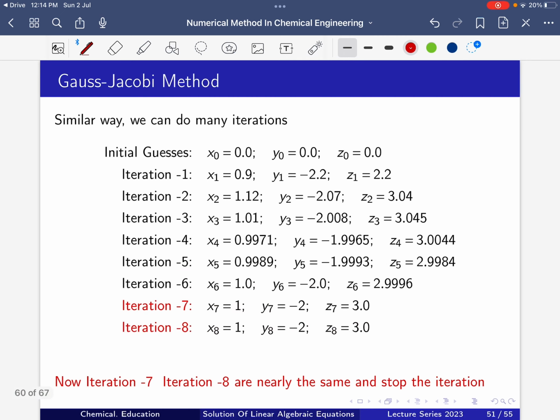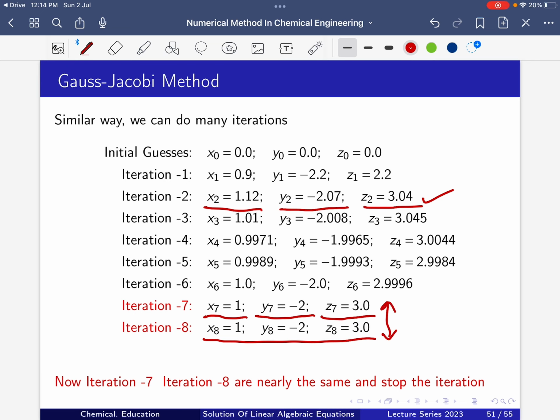After iteration number 2, we are getting x2 is equal to 1.12, y2 is equal to minus 2.07, z2 is equal to 3.04. Similarly, if we do the iterations, we'll see that after the 7th iteration, x7 is equal to 1, y7 is equal to minus 2, z7 is equal to 3.0. In iteration number 8 we will also get the same result. So in two consecutive iterations we are getting nearly the same result, or maybe the difference is very small, maybe 0.0001 or less. So we can say that our iteration has converged and we are getting the solution. The solution is x is equal to 1, y is equal to minus 2 and z is equal to 3.